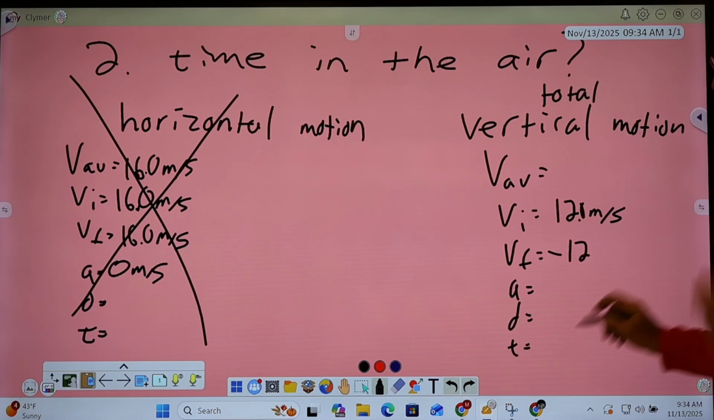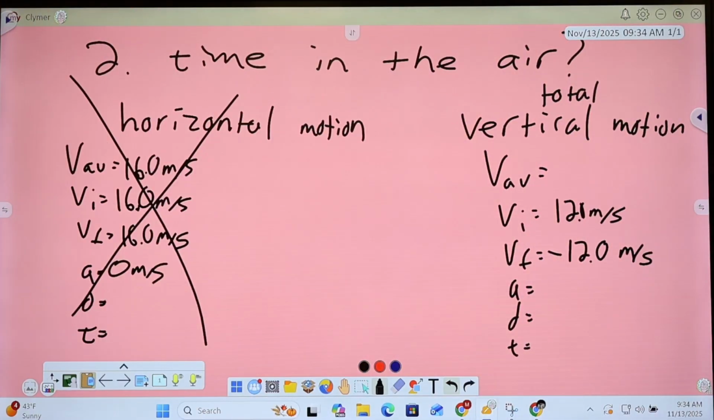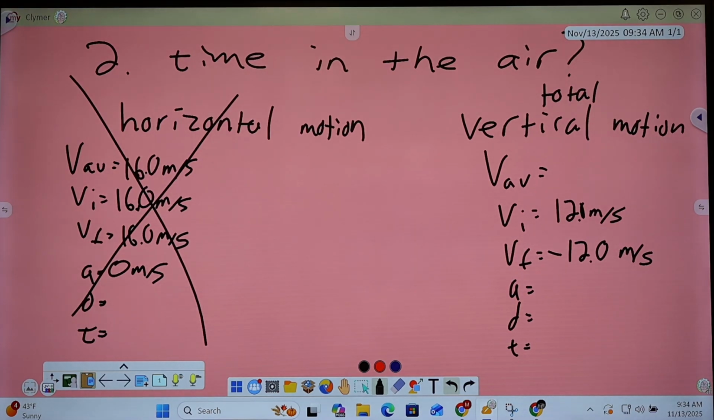Negative 12. Would these two sides be equal? Yes. Okay. In this case, because they landed at the same height, yes. That might not necessarily always be the case, but for now, yes. This is just a standard arc throw. We kicked it from here. It landed on the ground, right?